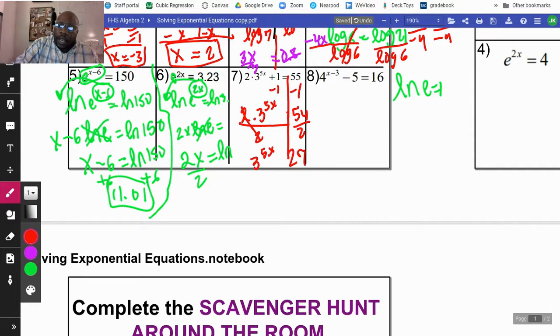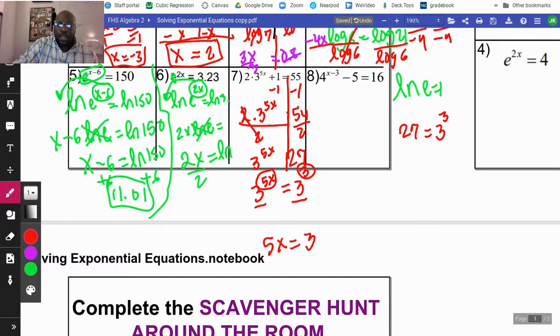But wait a minute. Can I not raise 27 to 3? Yeah, I can do that. Look, I can find a common base. Because 27, you can find that to be 3 raised to the third power. So I should have 3 to the fifth x here and 3 to the power of 3. Then I have the common bases. If I have the common bases, I would just say 5x equals 3. You divide by 5. You divide by 5. x equals 3 over 5.